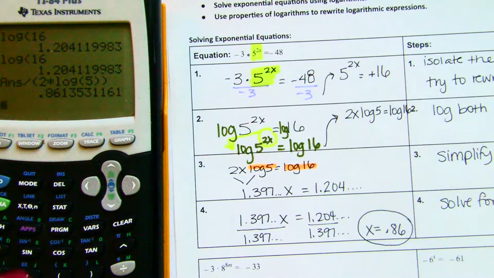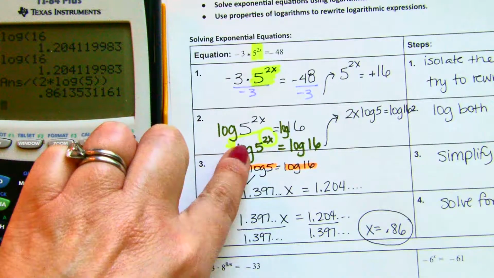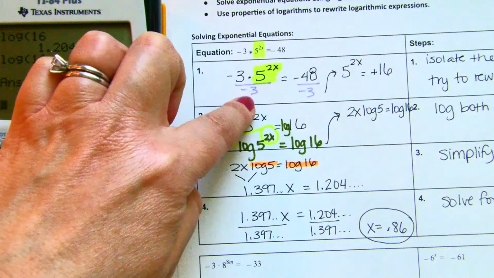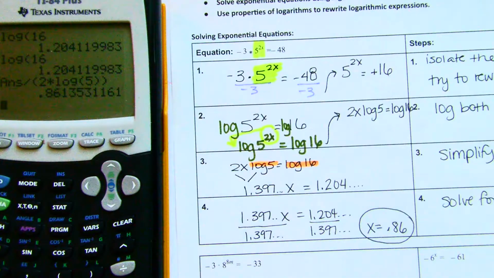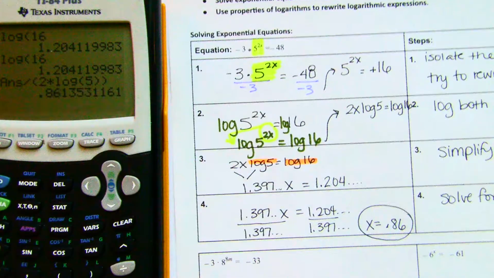When Miss C posts the answer key for all of the classes, you'll see that what she did was log base 5. And so then those cancel, and you'll just get 2x equals log 16. But then you have to remember to do the correct log, which is completely fine. I always just do log base 10 and then just do the decimals.